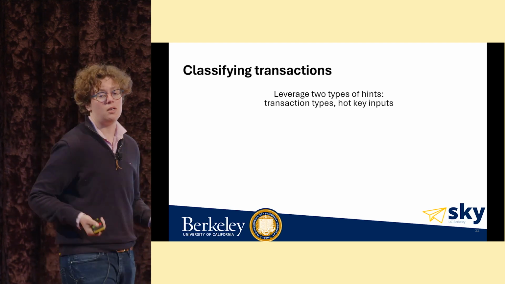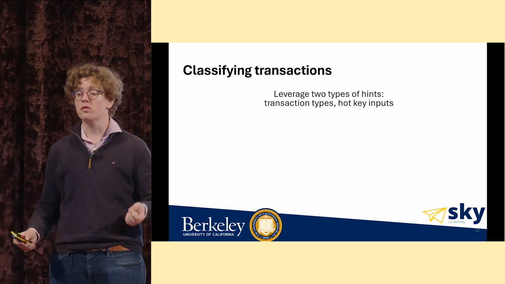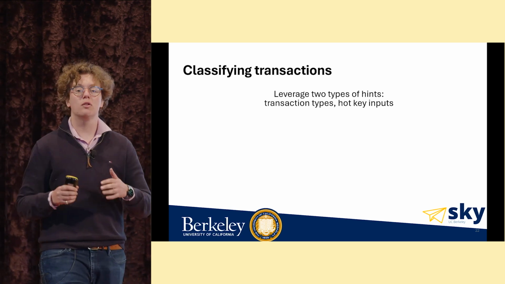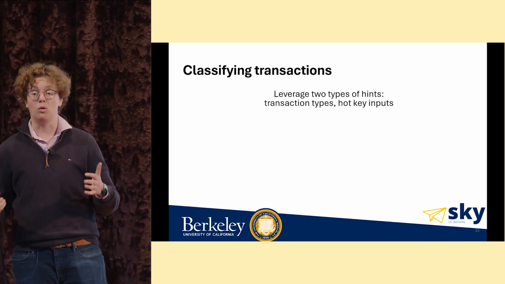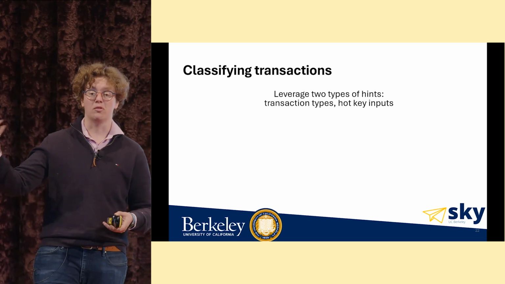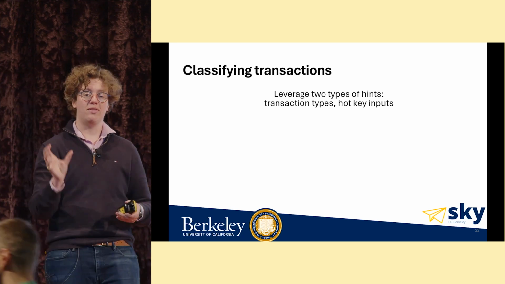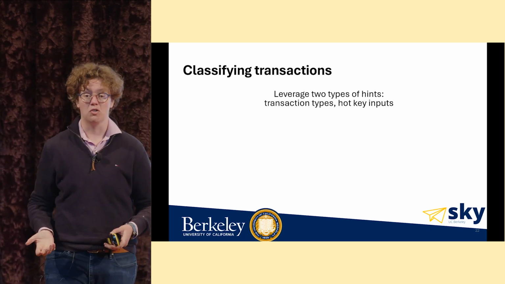The second is the hotkey inputs. Most of the performance of concurrency control is driven entirely by how you handle hotkeys. And those hotkeys tend to be specified as the input to the transaction, or very early on in the transaction, because people tend to write them early to minimize the impact of contention.